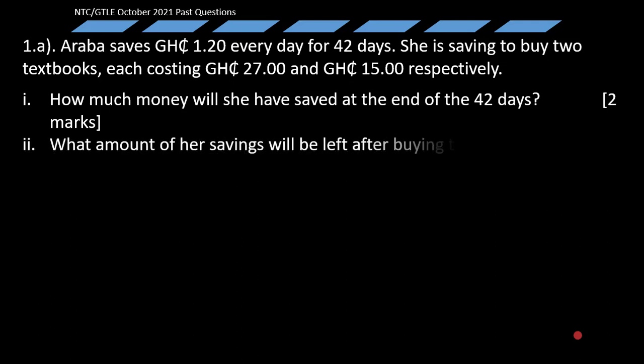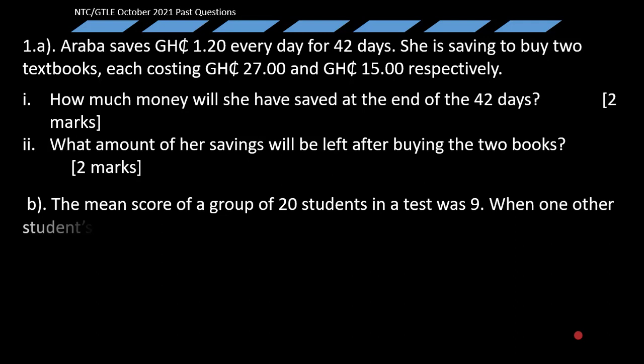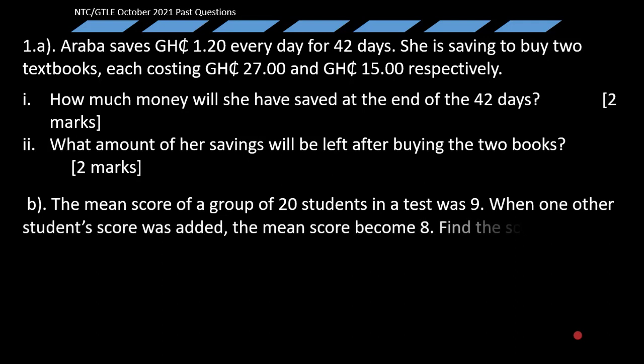What amount of her savings will be left after buying the 2 textbooks? Let's look at the B. The mean score of a group of students in a test was 9. When one student's score was added, the mean score became 8. Find the score that was added. That was also 6 marks.